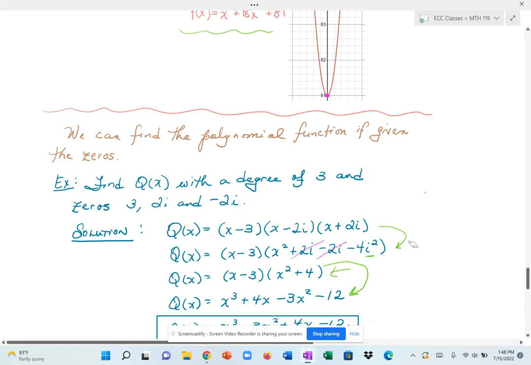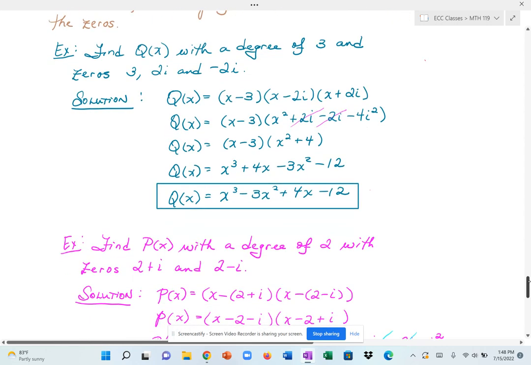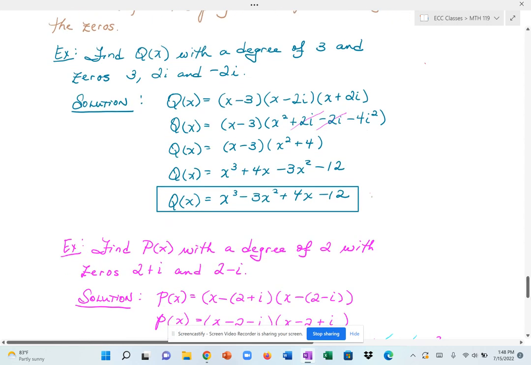So first term is x to the third, outer is 4x, inner is minus 3x squared, and last is minus 12. That's a perfectly good answer, but typically we write our polynomials with the highest degree first and then decrease from there in order. So I just rearranged the second and the third term. So q of x, which is what you were asked to find, is x to the third minus 3x squared plus 4x minus 12.